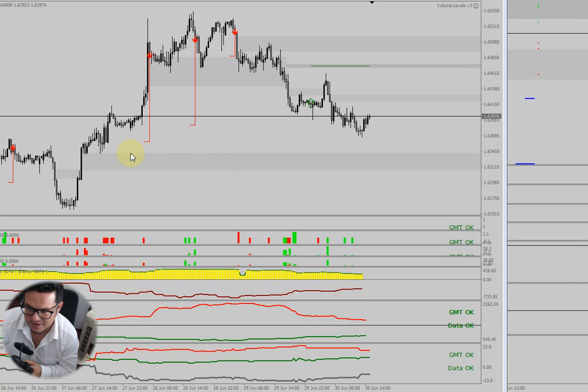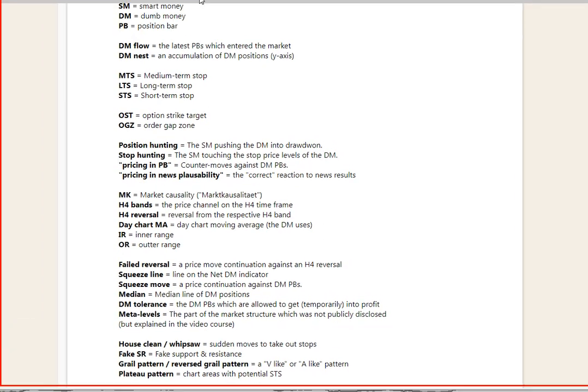OGZ, order gap zones. These are those gray areas here. These are zones where the smart money would like to fill open orders. It's not a dominant factor, but we can see, for example, that often the price does pull backs towards those levels and then retraces exactly from those, etc. Very helpful tool. Okay, let's go back to the list.